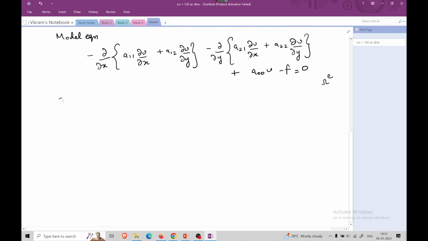So to develop the weak form, what should we do? We have this equation. Basically what we need to do is multiply this entire equation by some weight function, integrate it over the domain and equate it to 0. So let us say that w is the weight function.